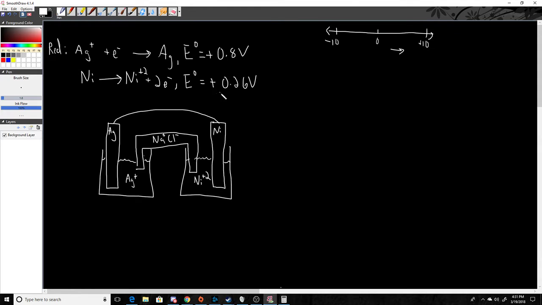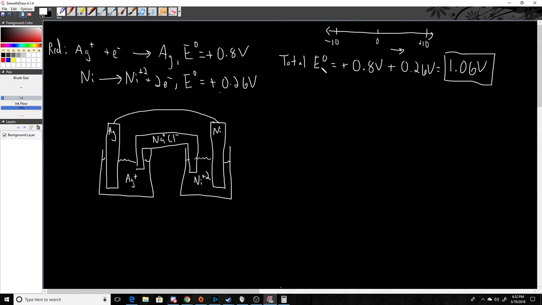There's two things I can do right away. I can figure out what my actual equation is and what my total reduction potential is. I'm going to find the total reduction potential first. My total reduction potential here is going to be positive 0.8 volts, plus the second one, positive 0.26 volts. That gives me a total reduction potential of 1.06 volts. The big thing here is your number should always be positive.